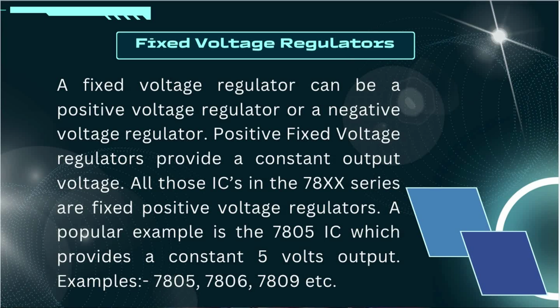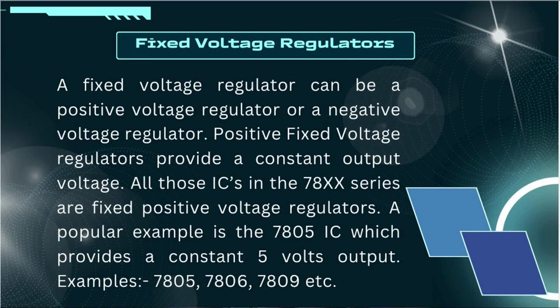A popular example of it is the 7805 IC, which provides a constant 5 volt output. In the IC nomenclature 78XX, the XX part denotes the regulated output voltage of the IC. For example, 7805, 7806, 7809, etc. are the positive fixed voltage regulator ICs.